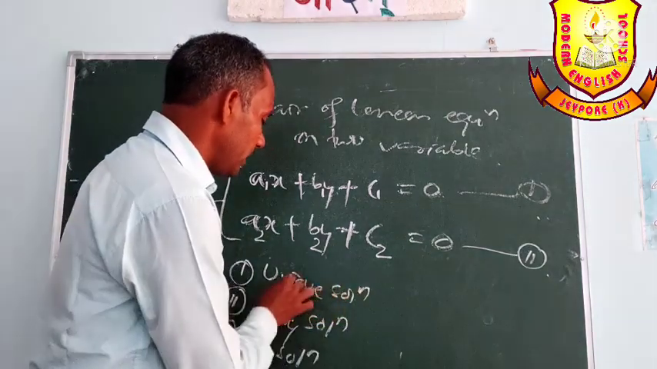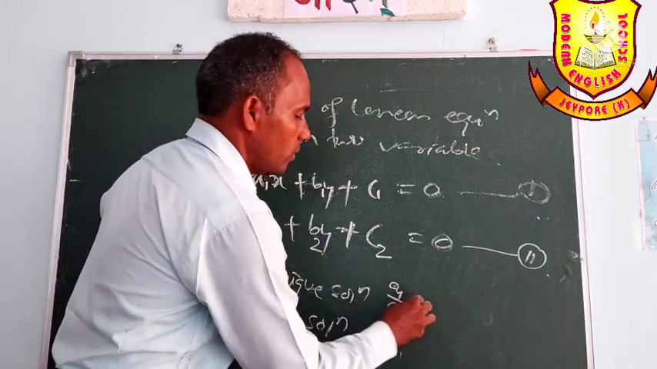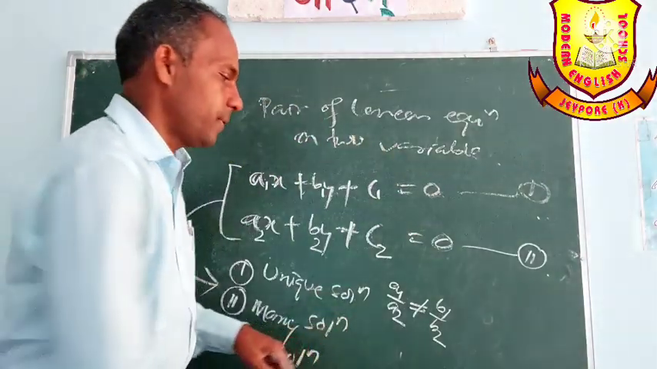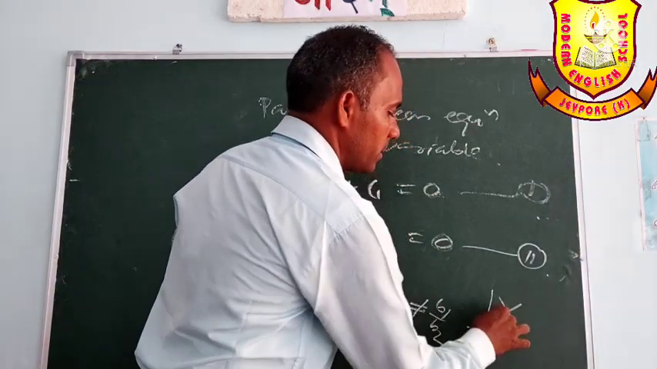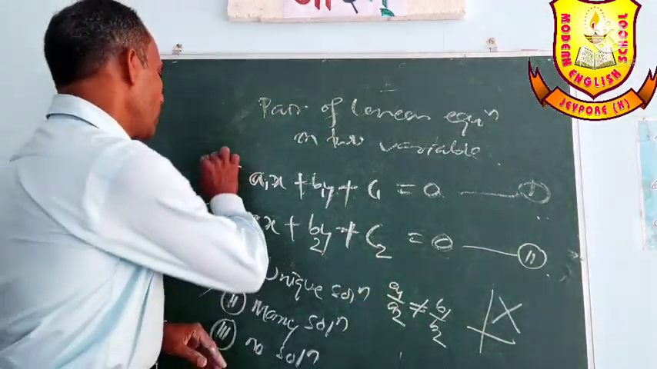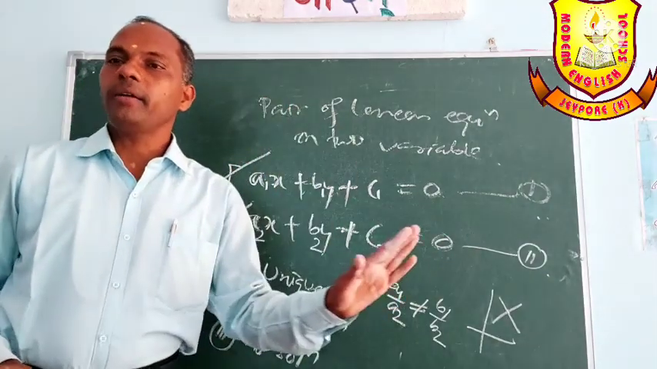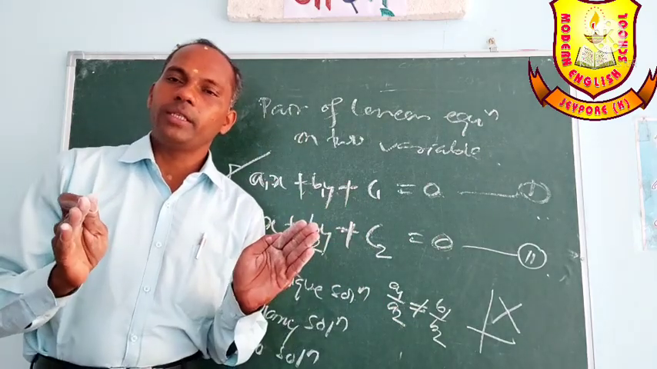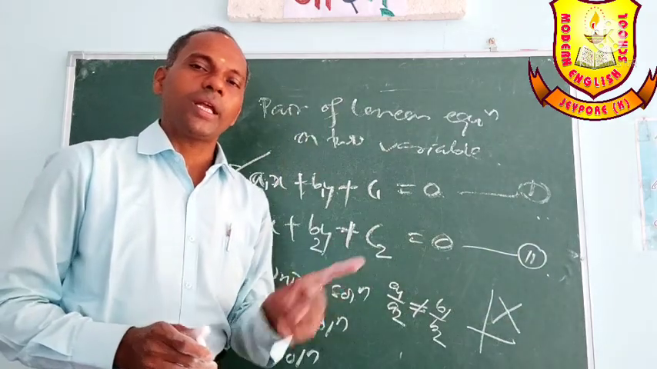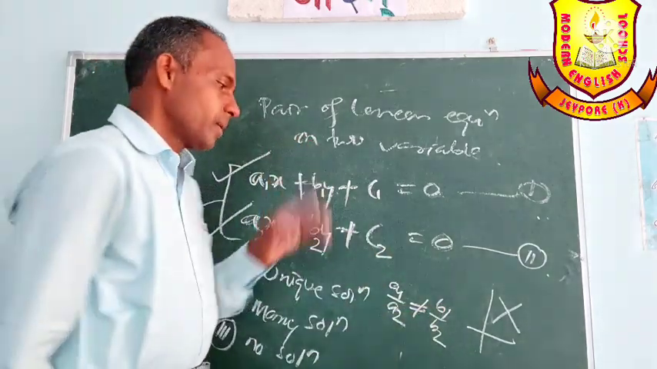If there is a unique solution, according to the algebraic condition A1 by A2 will not be equal to B1 by B2, and if you show it in a graph, both graphs will intersect at one point. Both graphs are drawn in one graph paper, and we see that they intersect at one point. During that time, A1 by A2 is not equal to B1 by B2. So that is a unique solution.